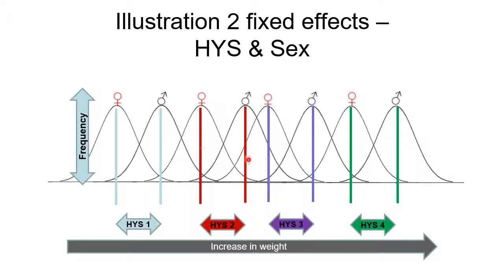So this is an illustration of 2 fixed effects. We have the fixed effect herd, year, season, and we have a second fixed effect, sex. So in this specific herd, year, season, you will see that the male calves are heavier than the female calves, so the mean value of the male calves would be higher than the females. Most of the animals are around the mean each time. On a different farm, maybe a different herd, different year, or a different season, you will see the same pattern where the male calves would be heavier than the female calves.